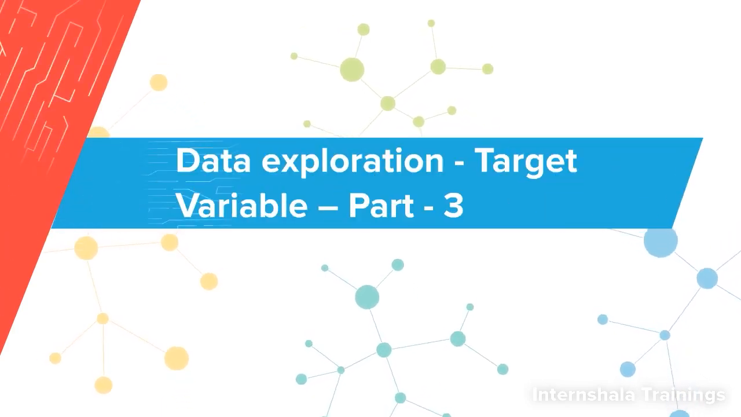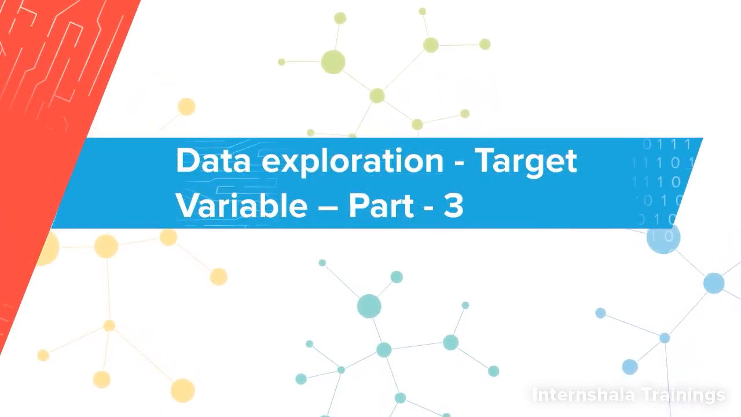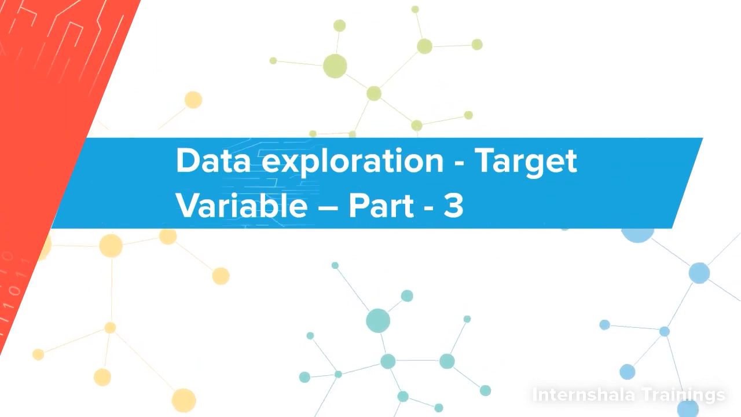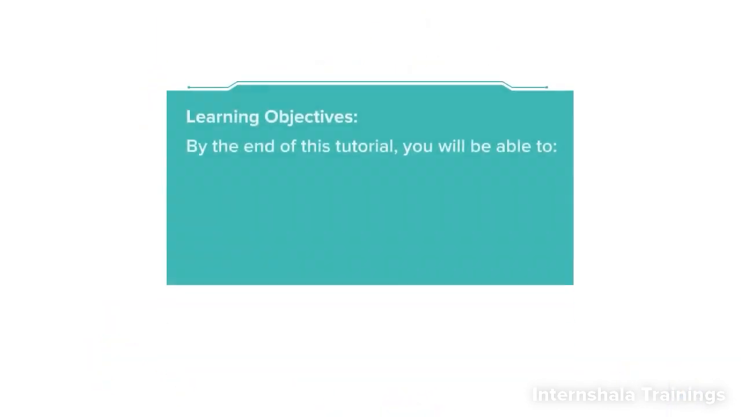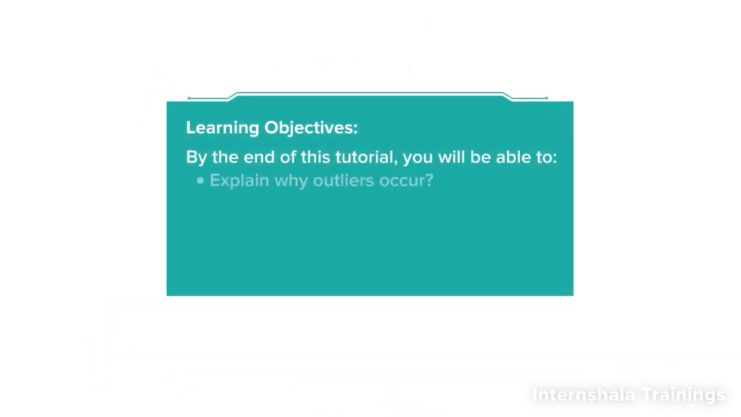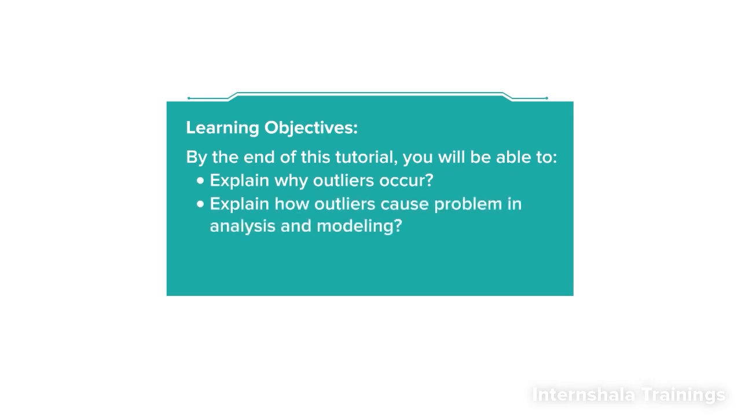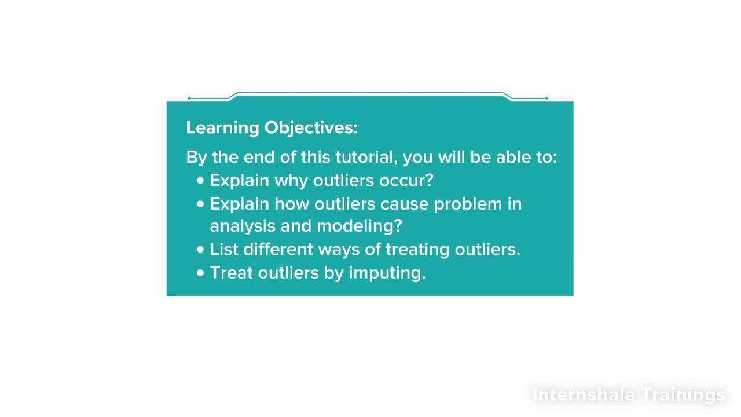Hi, welcome to the tutorial on data exploration target variable part 3. By the end of this topic, you will be able to explain why outliers occur, explain how outliers cause problems in analysis and modeling, list different ways of treating outliers, and treat outliers by imputing.